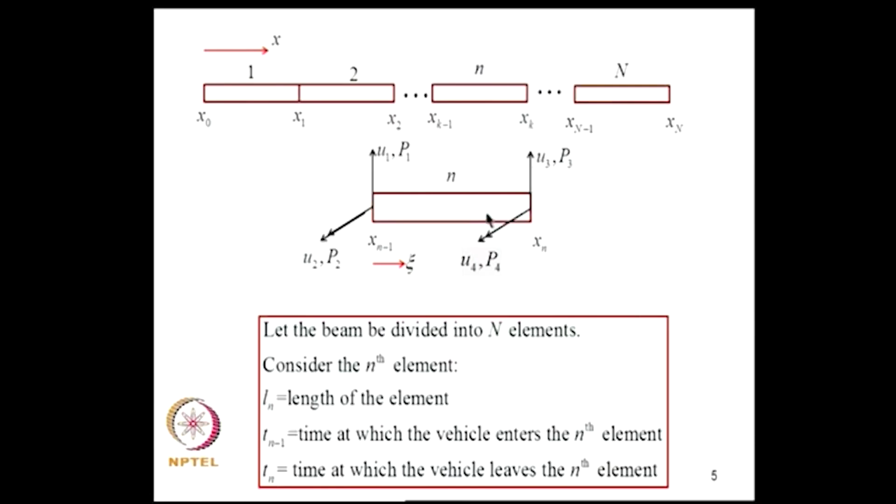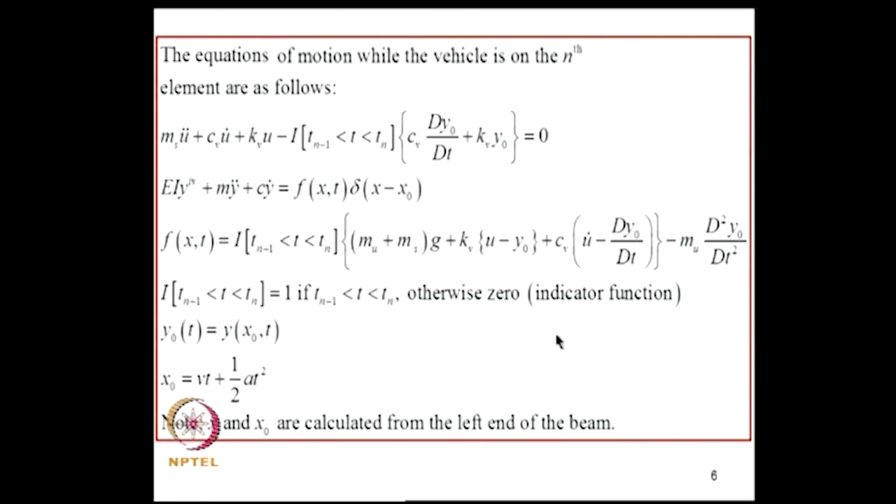Now, Ln is the length of the beam element, and T n minus 1 is the time at which the vehicle enters the nth element, and at T n the vehicle exits the nth element. So, we are now considering what happens during the time period when the vehicle enters this element and leaves this element. So, the equations of motion while the vehicle is on the nth element are as follows.